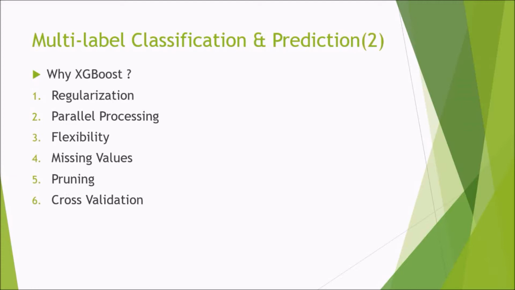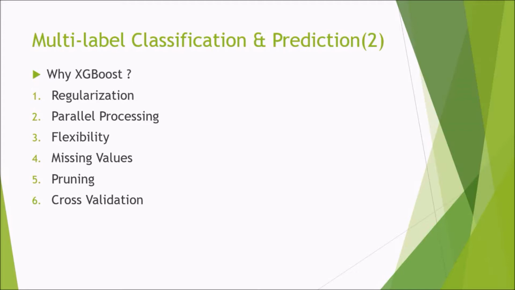So XGBoost provides regularization that helps reduce overfitting as compared to other gradient boosting machine implementations. It provides parallel processing and allows fast processing using all cores of the processor. XGBoost allows regression classification as well as custom objective functions. XGBoost can handle missing values.